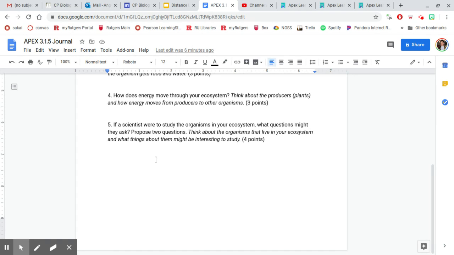So the last question, if a scientist were to study the organisms in your ecosystem, what questions might they ask? So this is asking you to propose 2 questions. So you want to think about the organisms that live in our ecosystem and what might be interesting to study. So you want these questions to be testable. So you might want to ask, what types of food do deer eat? Or, how many deer are there per square mile? Because I know we have a lot of deer, so that's why I mentioned deer. But anything about the populations, you could ask about what they eat, where they live, anything like that would be interesting to study. So that's totally up to you, but I hope that helps.